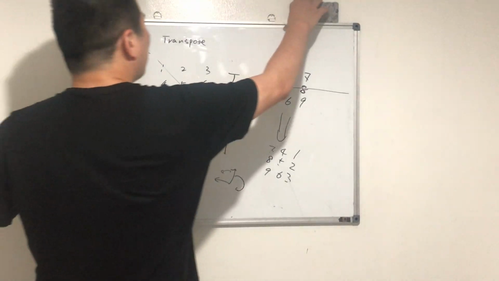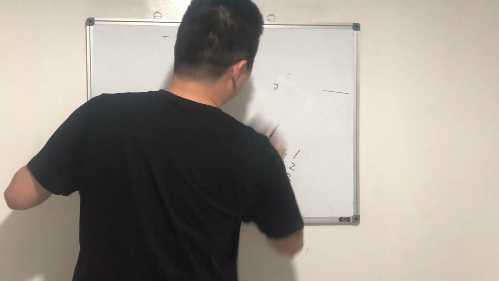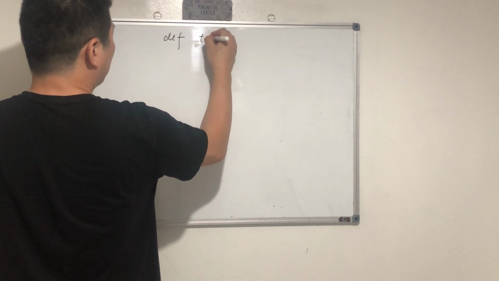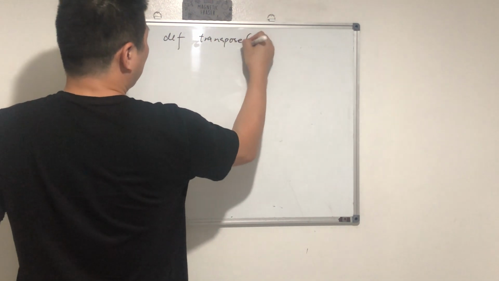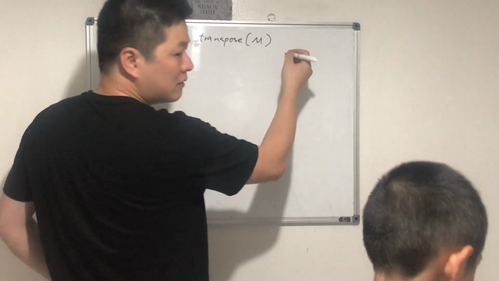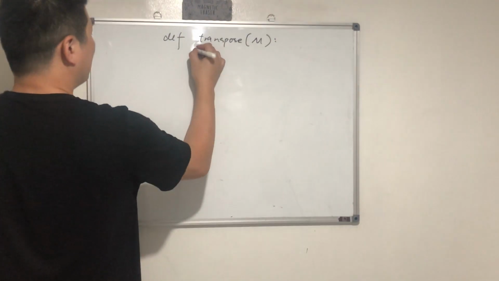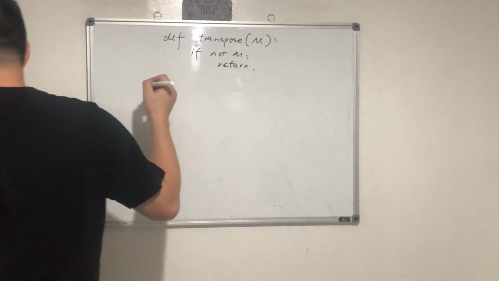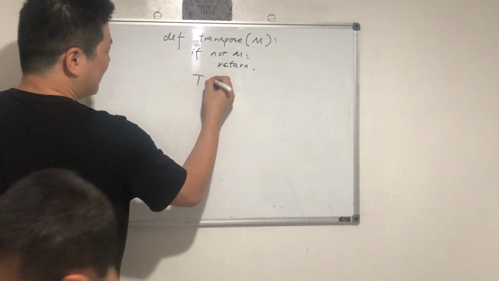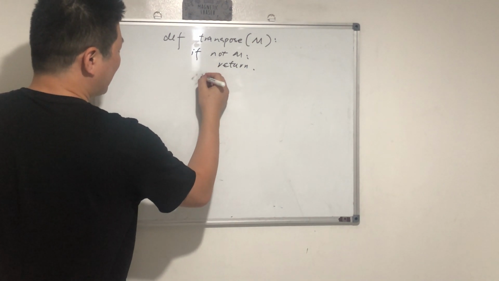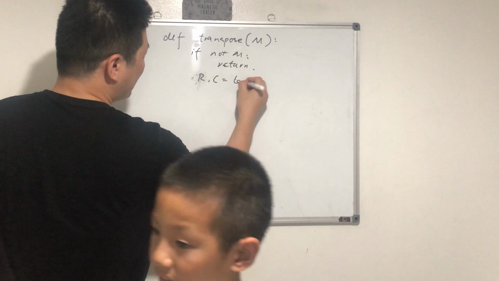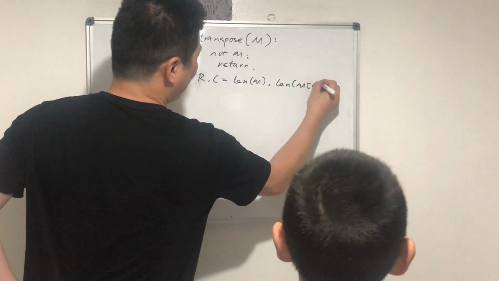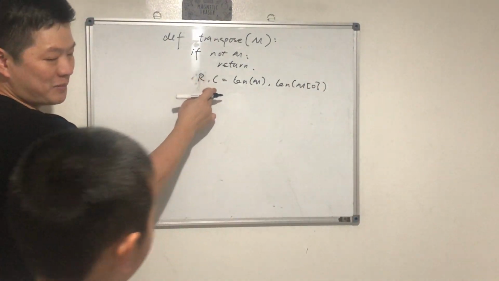Okay, so let's review this code, the transpose. Let's do the transpose thing, okay? Define transpose. Let's call it a matrix M. If not matrix, if it is empty, we just return, okay? And now we want to create a new matrix which we call T. Let's do the rows first. The rows and columns: rows equals the length of M, and the columns is the length of M[0], okay? So that's the number of rows, that's the columns, right?